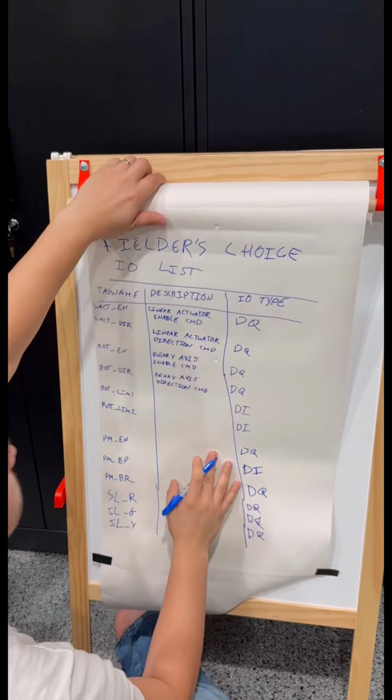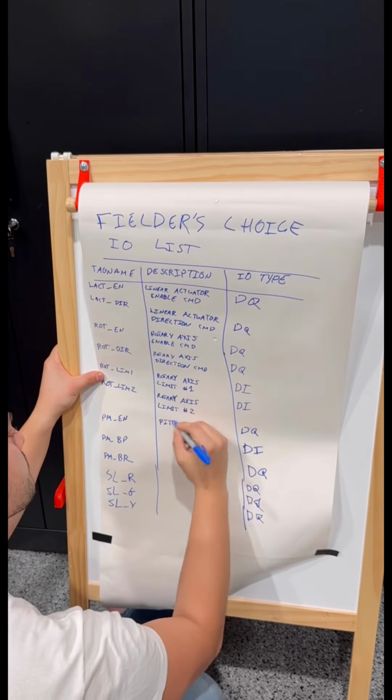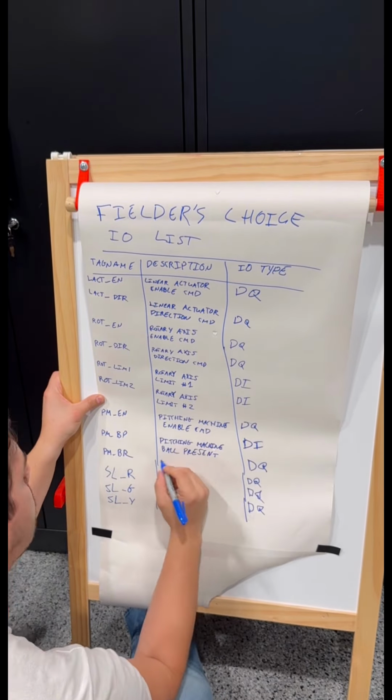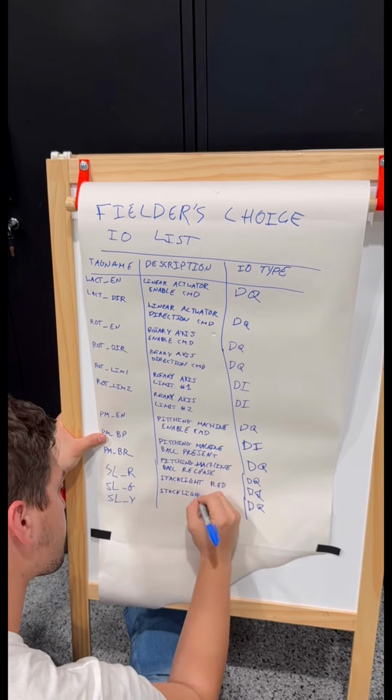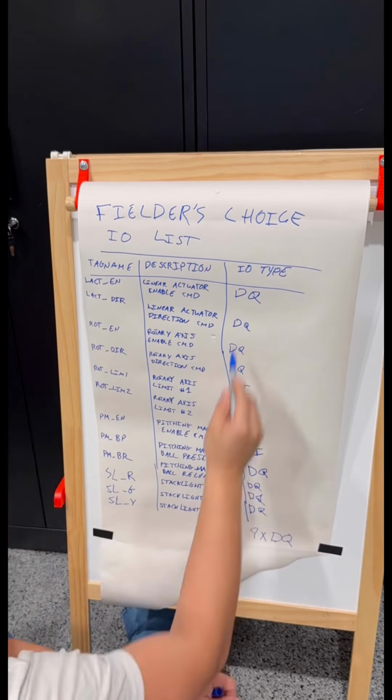And then I list out whether they're digital inputs or digital outputs. Fortunately, in this project, I don't really need any analog inputs or outputs, and I use Qs instead of Os for outputs, which is industry standard.